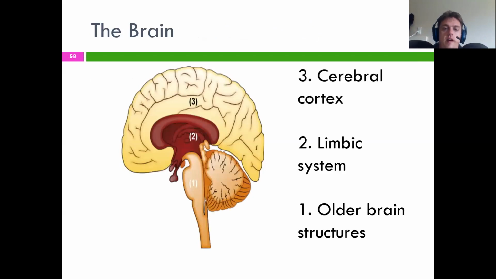So here's what that looks like. Number one is, like I said, the older brain structures. Stuff we need to survive. The limbic system is somewhere between, and then the cerebral cortex is the most complicated lines of thought. You could almost imagine us starting with this, and then through many years of evolution, evolving to have this whole thing, and it grows on top of it.